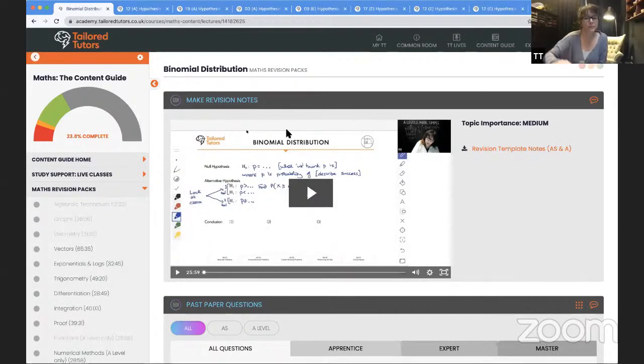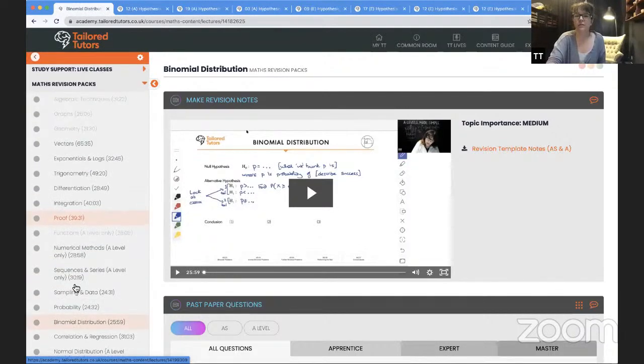That's the quickest way. So you would go to the content guide and you would have a look on the left-hand side. This is where I'd recommend that you start. And even if you think, oh, I don't need to do revision on this, I need to learn it from first principles, I'd still recommend that you go here because this is everything on the binomial distribution, including hypothesis testing. And so these are all on the left-hand side, these revision packs.